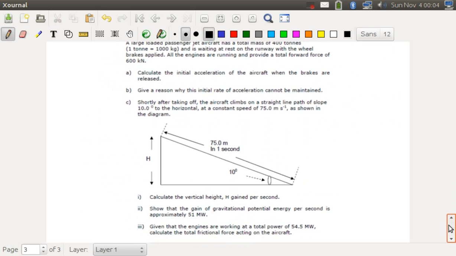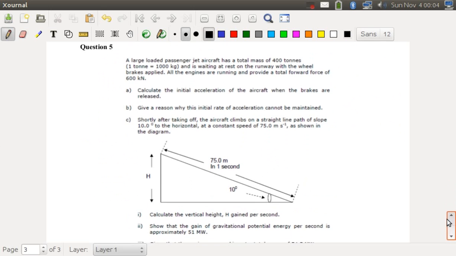Okay, last question now. A large loaded passenger jet aircraft has a mass of 400 tons and is waiting at rest on a runway. All engines are running and provide a total forward force of 600 kilonewtons. Calculate the initial acceleration of the aircraft when the brakes are applied.